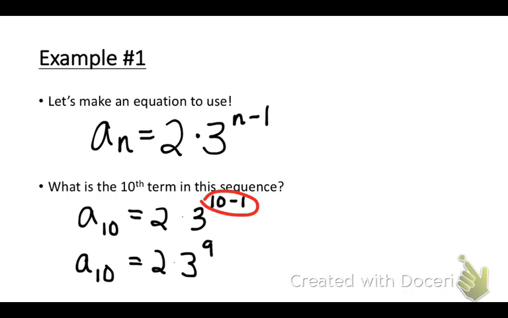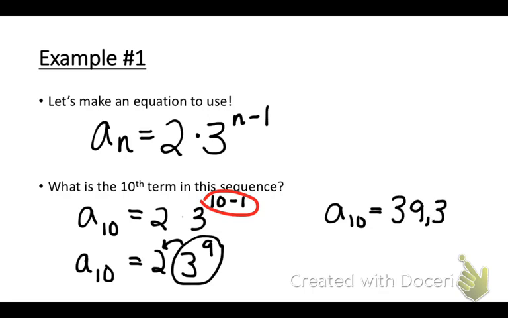I would like you to pause this video, and I would like you to multiply that out. 2 times 3 to the 9th power. Just a reminder, you need to take care of exponents first, and then multiply by that 2 that's out front. A sub 10 should be 39,366.